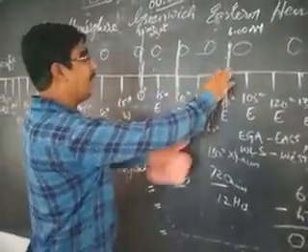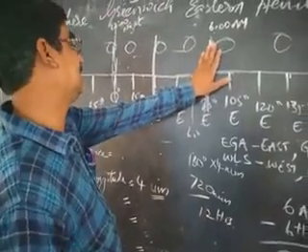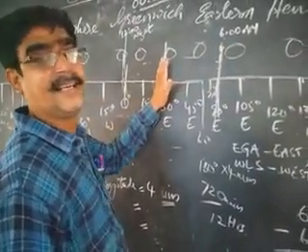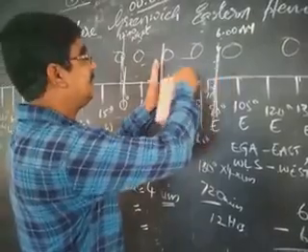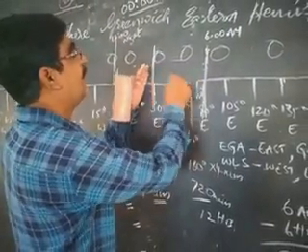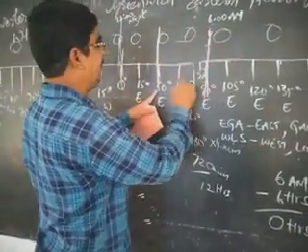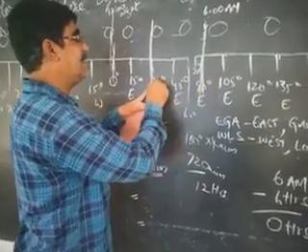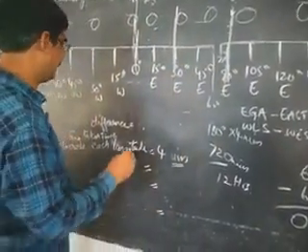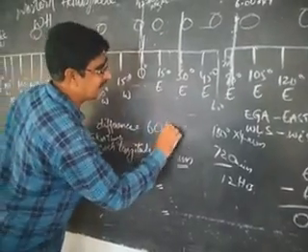Here they gave the time for 90 degrees east. They asked for 30 degrees east. What is the difference here? How many longitudes are different? 90 degrees minus 30 degrees. That means the difference is 60 longitudes.